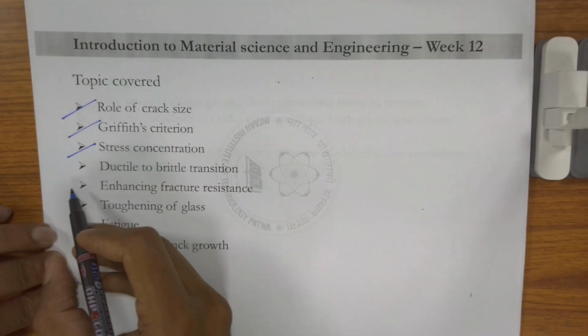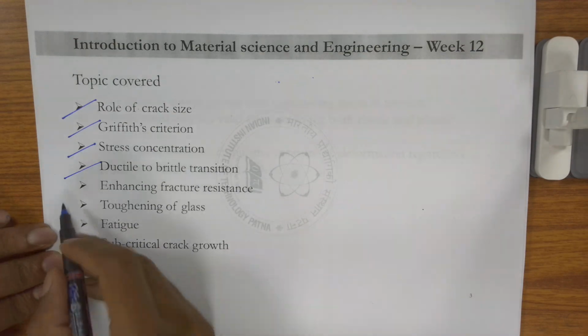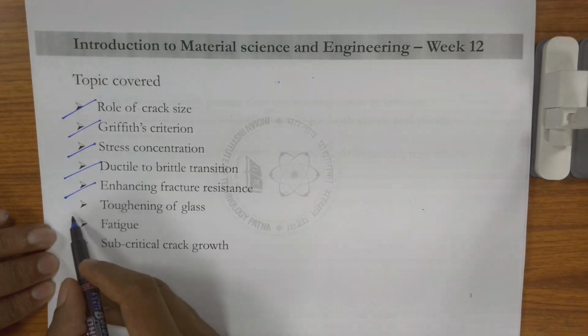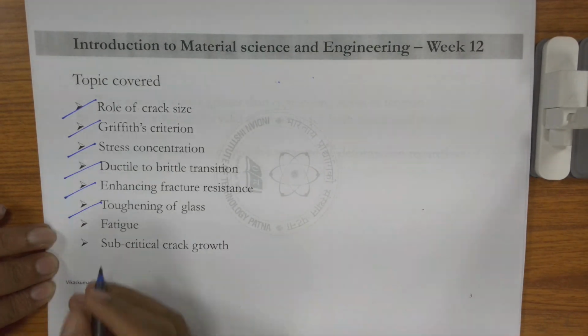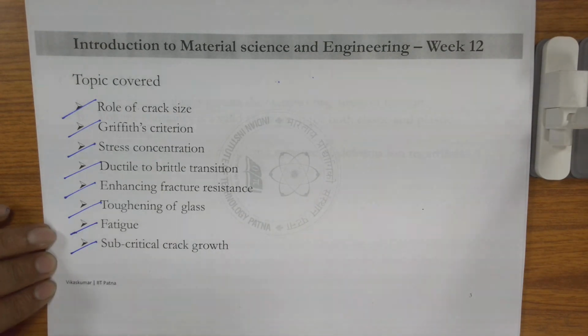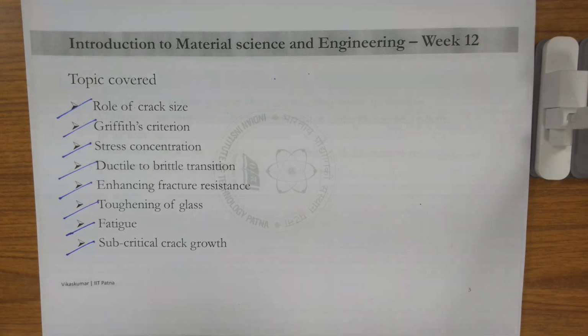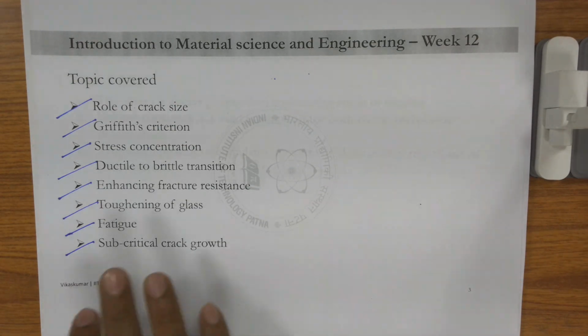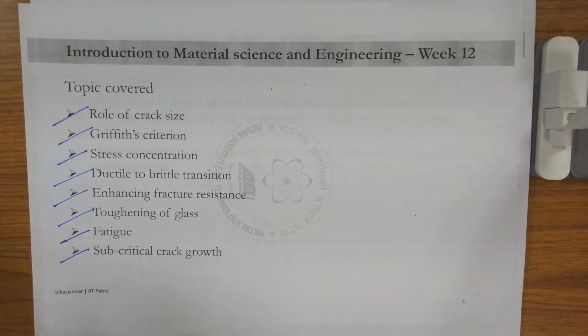Then we discussed the ductile to brittle transition temperature, and how we can enhance fracture resistance, talking of glass and all those things. And at the last, our final topic was fatigue and how the propagation of the crack takes place in fatigue. In the fatigue test, we apply considerably lower stress compared to the yield stress, and still the specimen is going to fracture after a certain number of cycles. So it's a cyclic loading question. These are the contents that have been covered in this particular week.